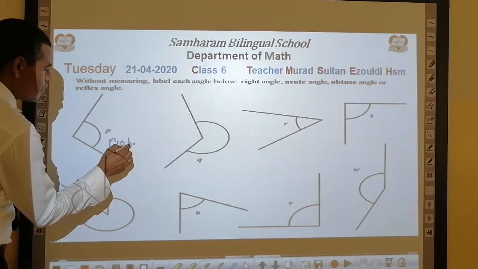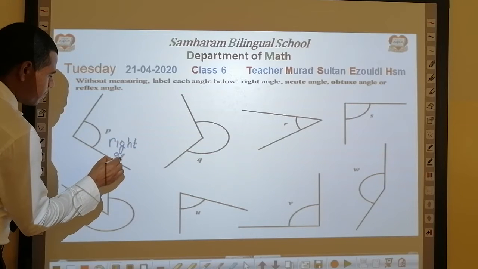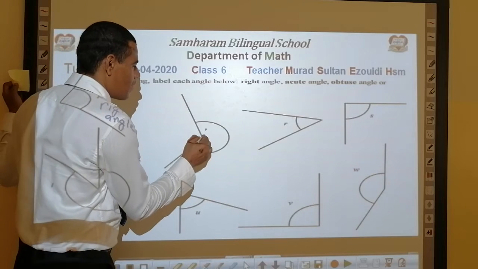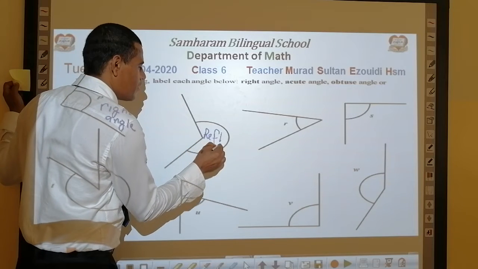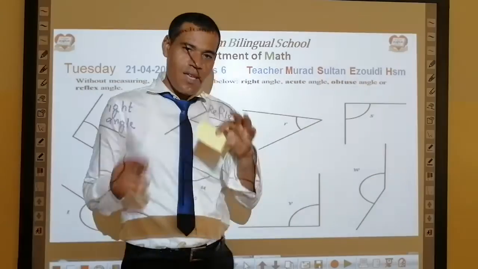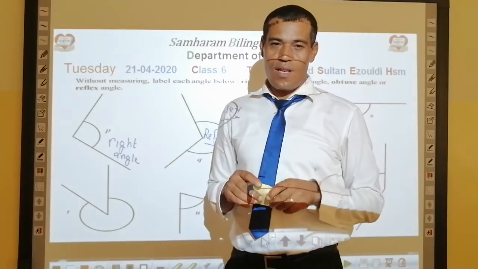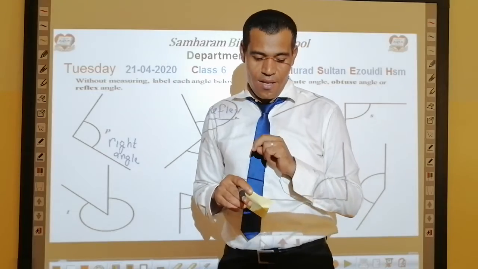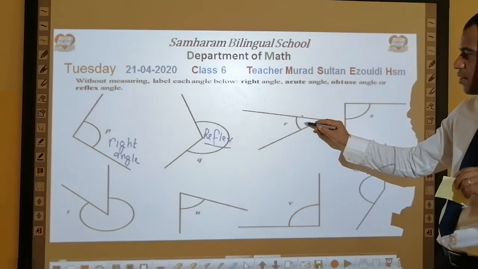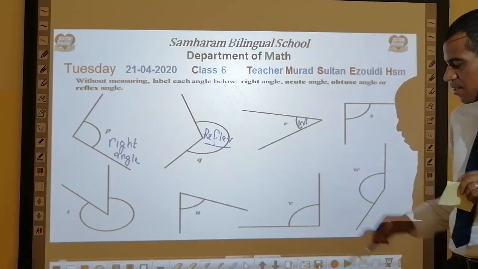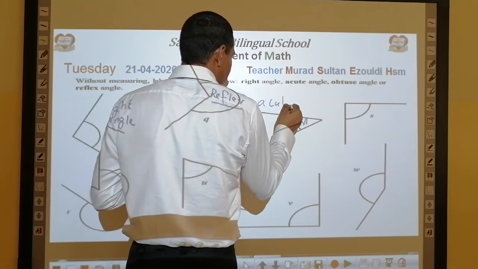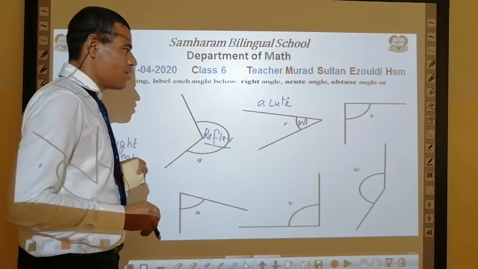Right angle. And this one, it's called reflex. Reflex angle. Now stop the video and think of the others. I will give 2 seconds. Okay? You can stop the video. This one, the angle R, good boy, is acute. Why? Because it's less than 90 degrees.